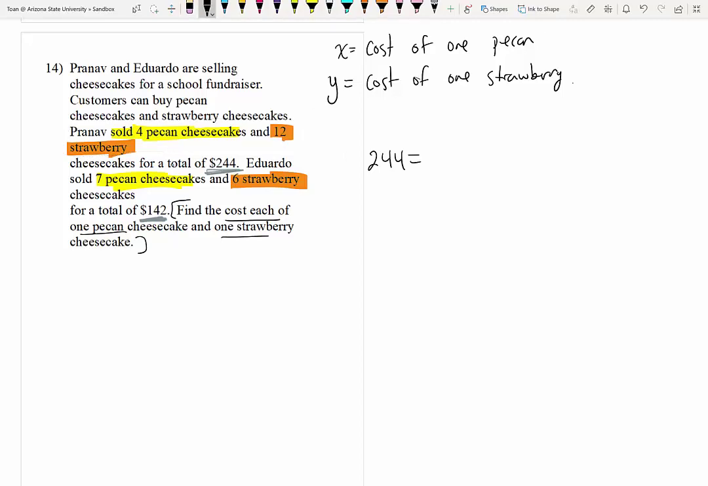So I know that pecans are yellow, so this 4 pecan cheesecakes will connect with the x. So I know that 244 is going to have to equal the 4x and then the 12y. There's one equation. And then you do the same thing with the 142. The 142, where did that 142 come from? It came from 7 pecans and 6 strawberries. And there's no big secret. You just have to be able to read it and set up the system. So then you just solve it like a normal system.